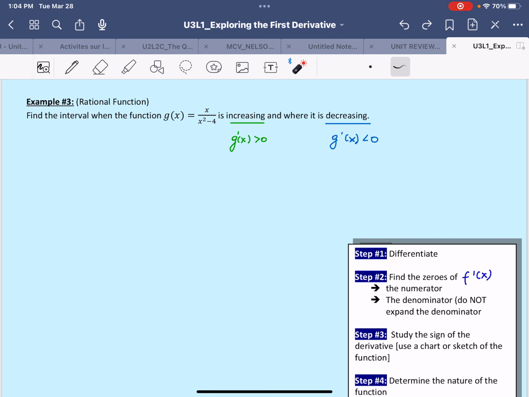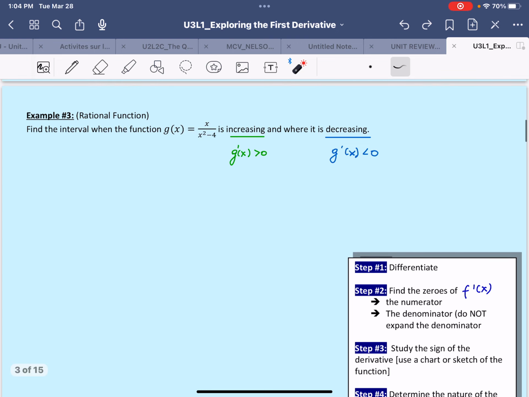So we'll start off by differentiating this function. Now remember, this is a rational function, which means to differentiate it, we need to use the quotient law. The quotient law states that if a function is in the form f over g, then the derivative of it will be f prime g minus g prime f over g squared.